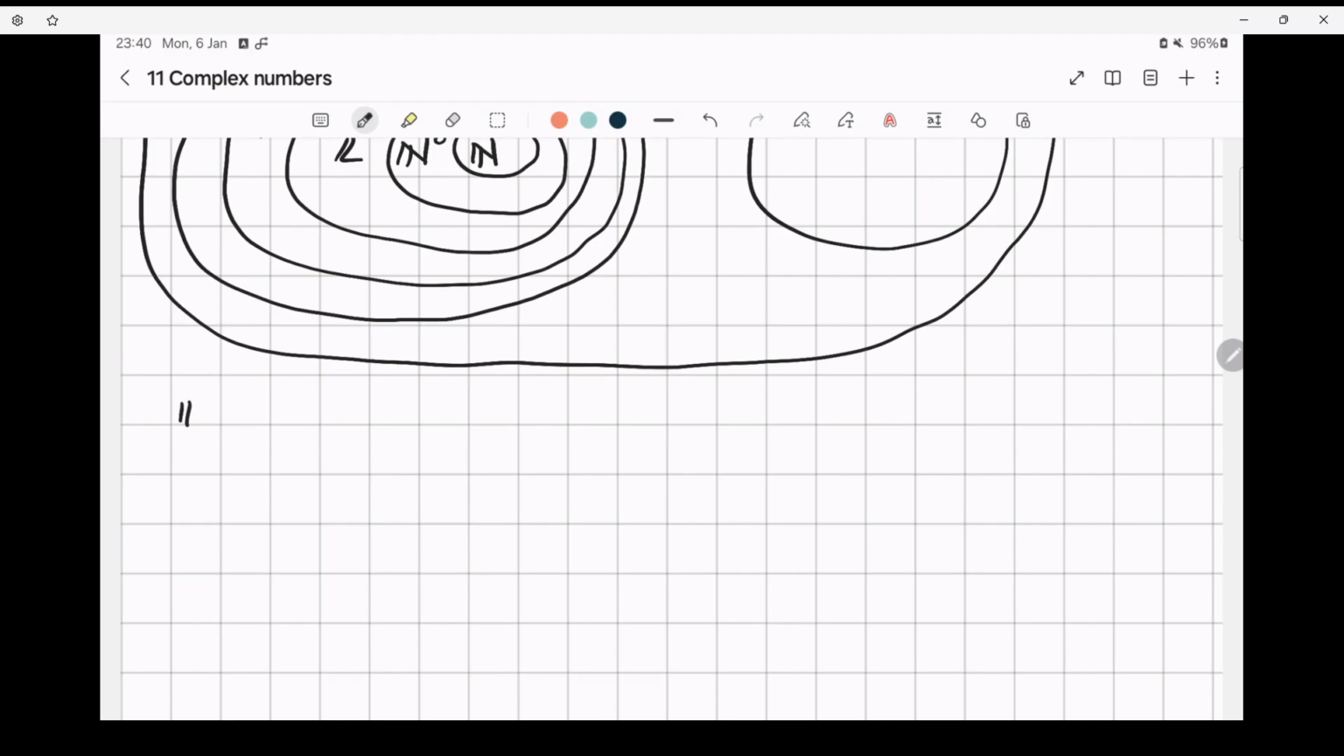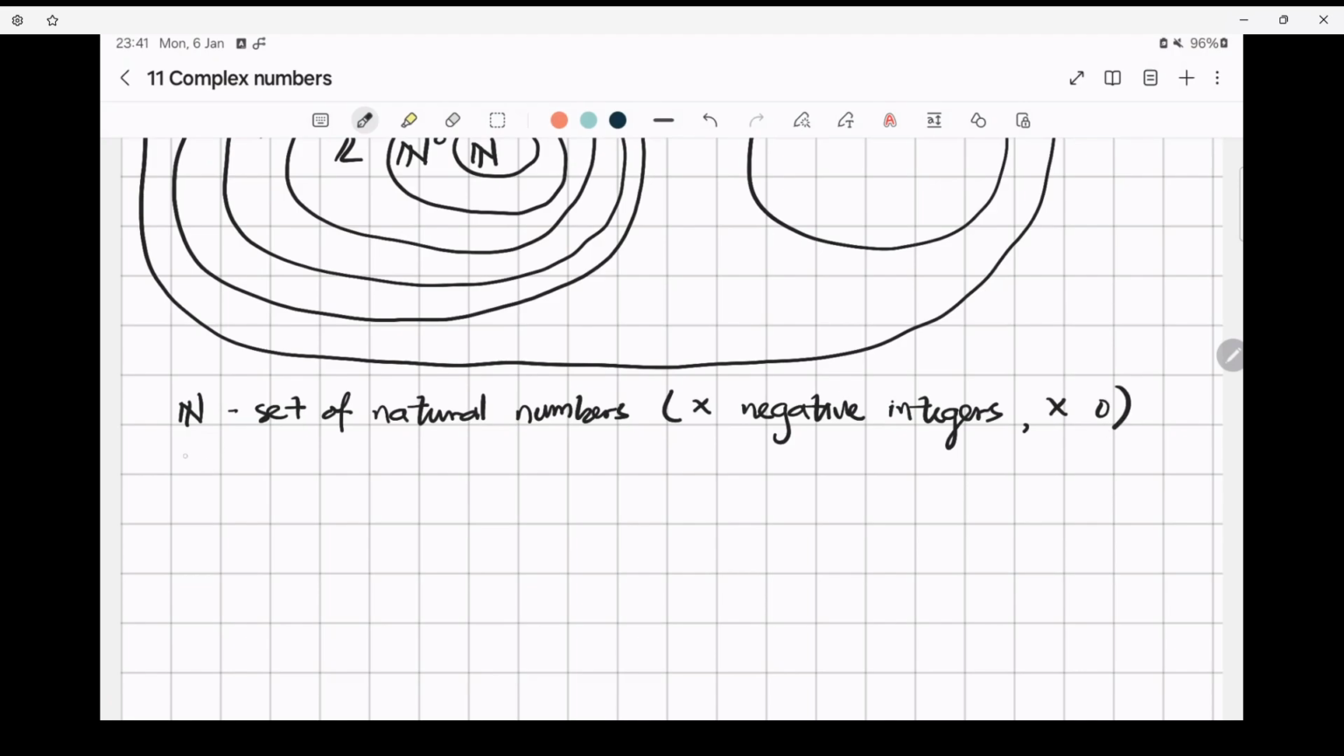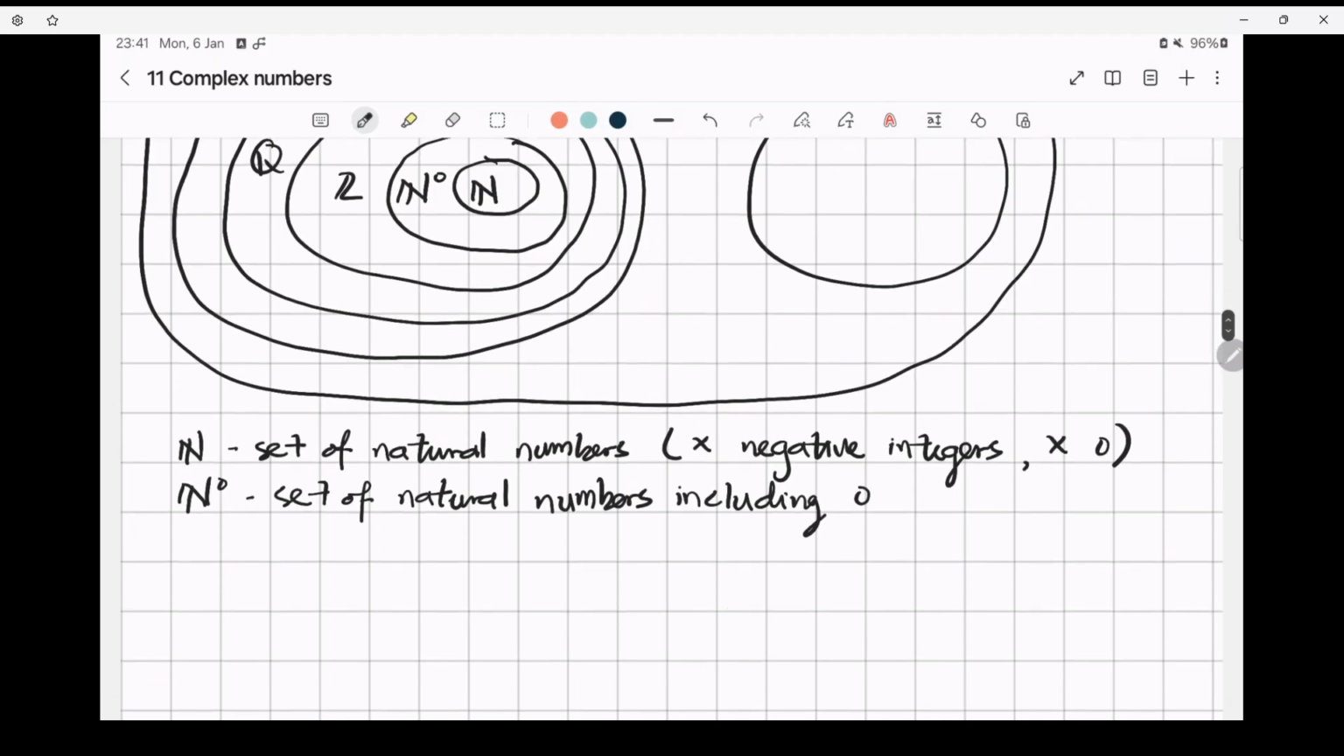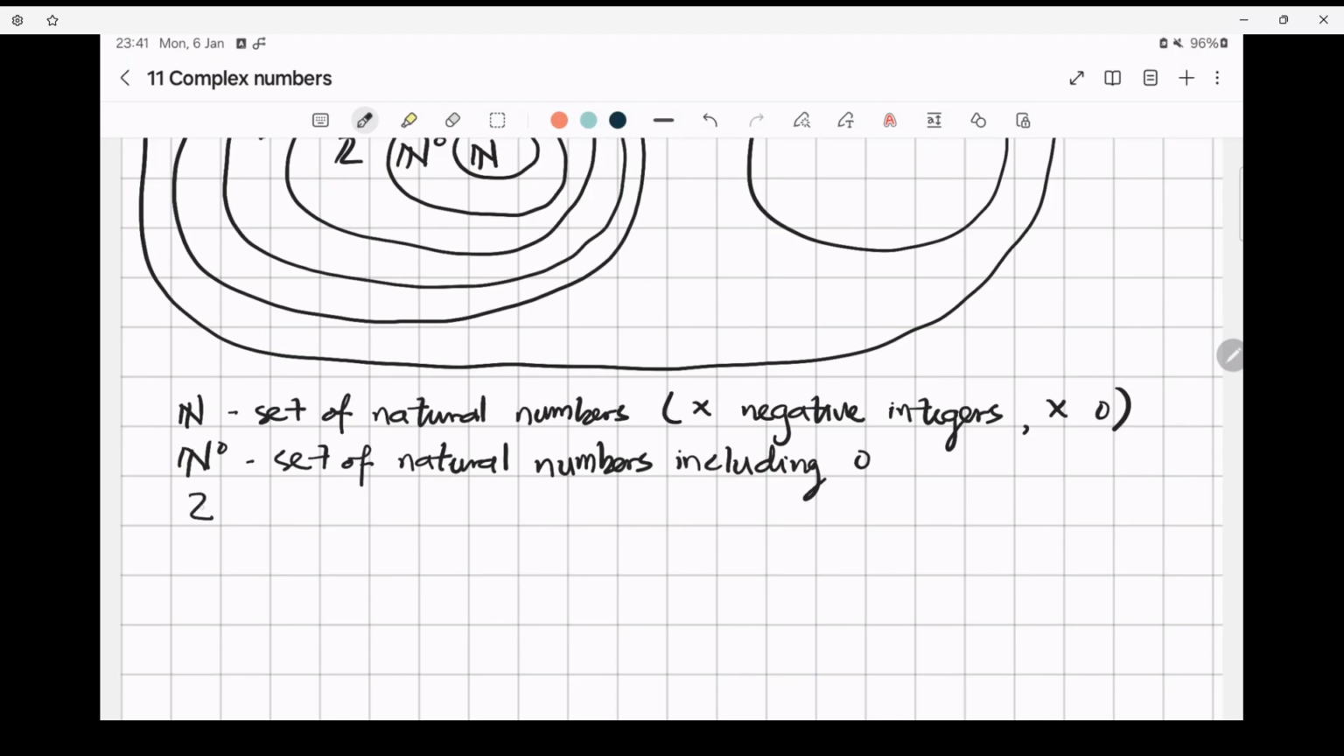notation introduction. This will be the set of natural numbers, so it doesn't include negative integers basically, and it does not include 0. Then if you want to include the 0, this will be the set of natural numbers including 0. Then the next set which is bigger than N0 will be Z, which is the set of all integers.